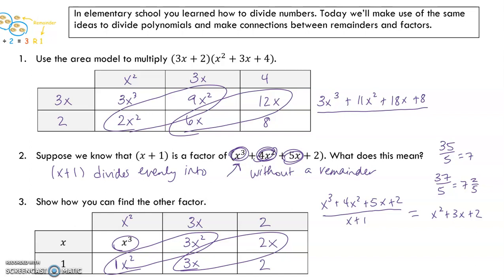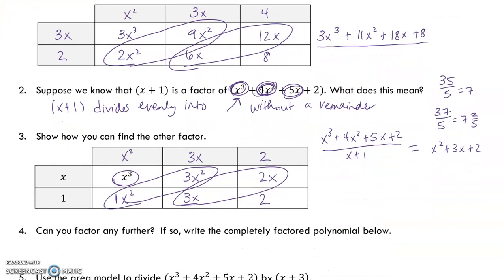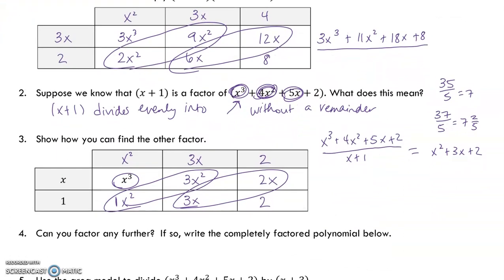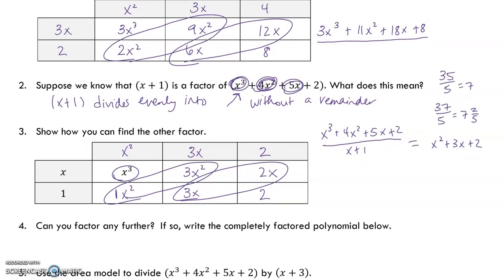Okay? So in question 4, they're asking, could you factor this any further? If so, write the completely factored polynomial below. So far we know that x cubed plus 4x squared plus 5x plus 2 is equal to x plus 1 times x squared plus 3x plus 2. Remember, this was the result of the division that we did just now, by figuring out, I know that x plus 1 goes into this polynomial. What do I need to multiply by?